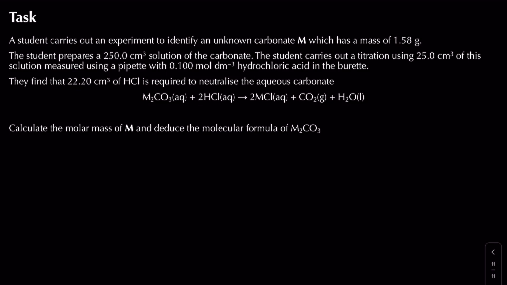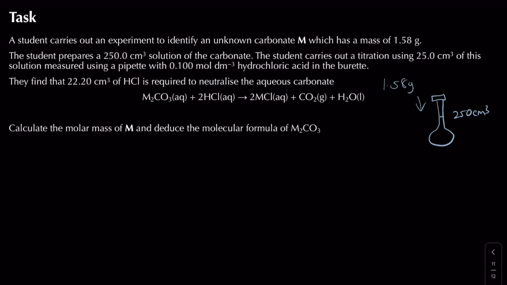So yeah, we're told here a student carries out an experiment to identify an unknown carbonate M, which has a mass of 1.58 grams. So we know so far the information is that we've got carbonate M. So we've got metal carbonate, and then it's got a mass of 1.58 grams. They dissolve it again into a volume of 250 centimeters cubed. So yes, I end up with my solution again, and we've got a volume of 250.